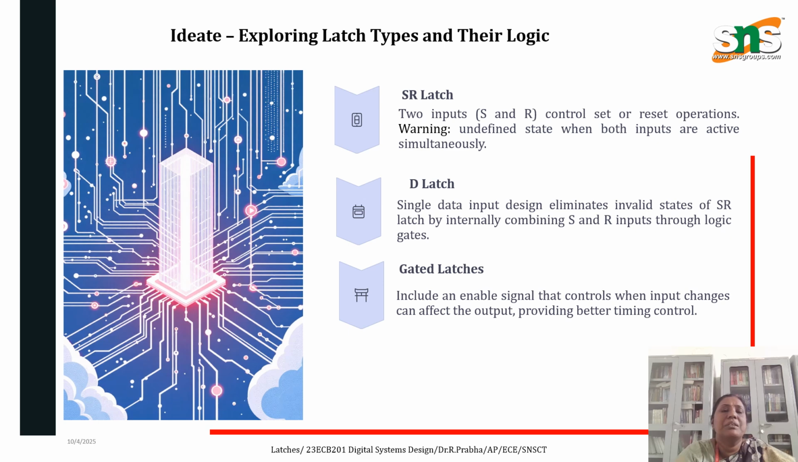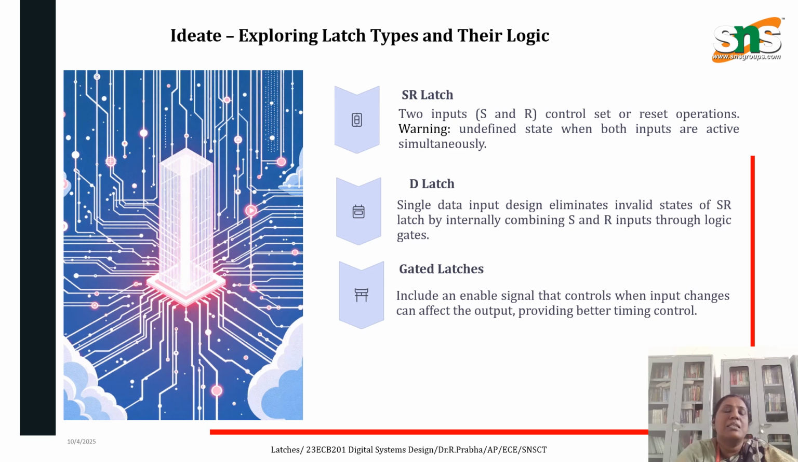There are different types of latches available, in the ideate stage. One is the SR latch, another is the D latch, and gated latches. In the SR latch, S represents set and R represents reset, and these two, S and R, are inputs. When set is 1, the output is set, and when reset is 1, the output is reset.